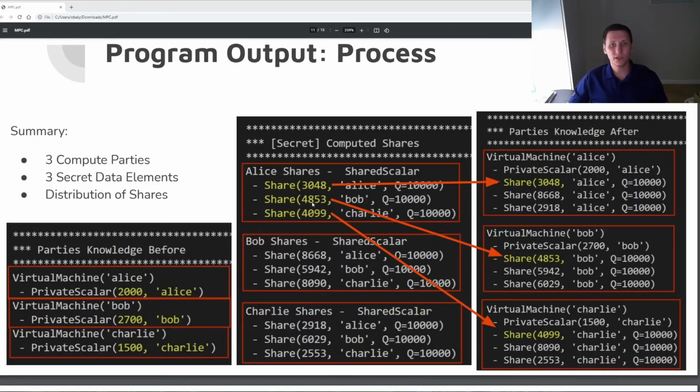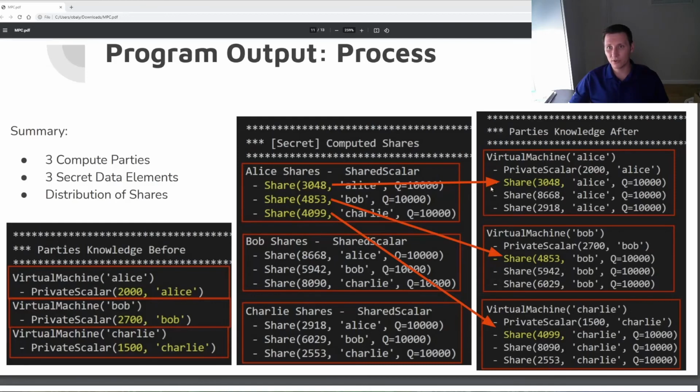After that, each party will calculate their secret shares that will be distributed. So let's take a look at Alice. She has 3 shares. One share is 3048, the other one is 4853, and the other one is 4099. We can clearly see that each share goes to a separate compute participant, and that these values have absolutely no mapping back to $2,000, which is Alice's private data.